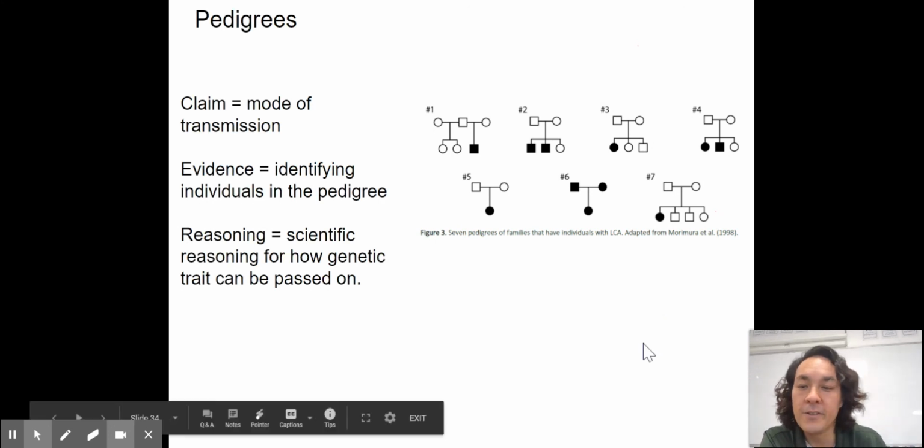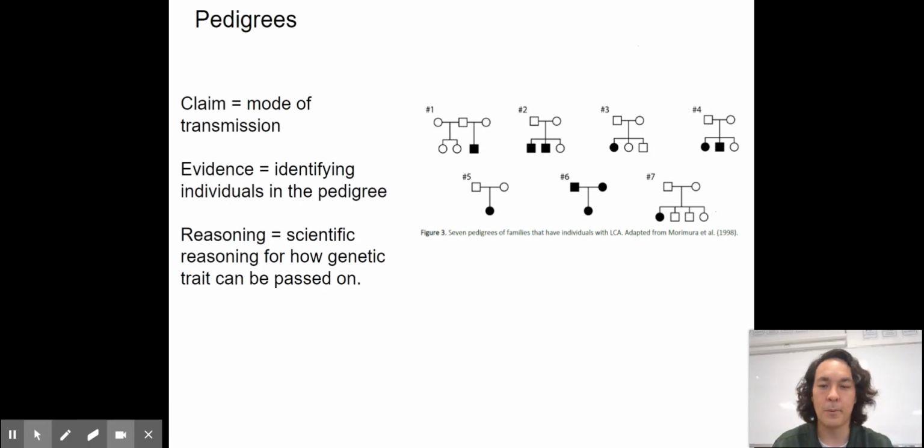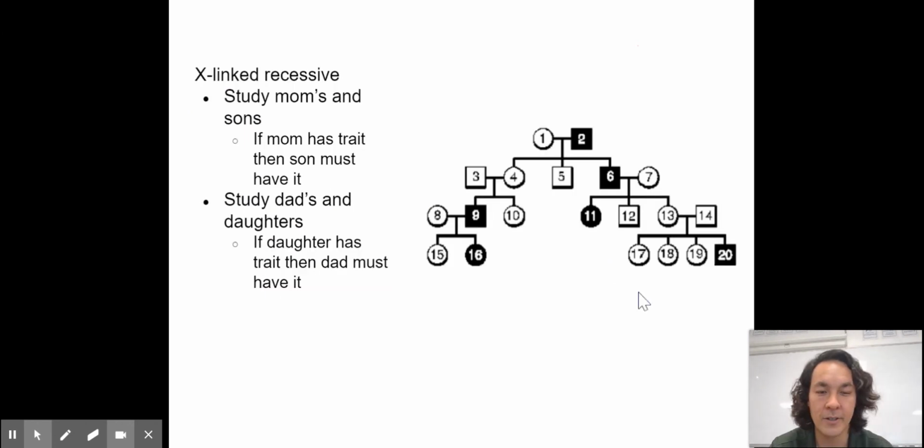Once again, you're using those claim, evidence, reasoning skills with these pedigrees. If you talk it out, I'm going to give you points on the test, even if you get it wrong, like if you're trying to give me reasoning here that shows that you're understanding what's going on.